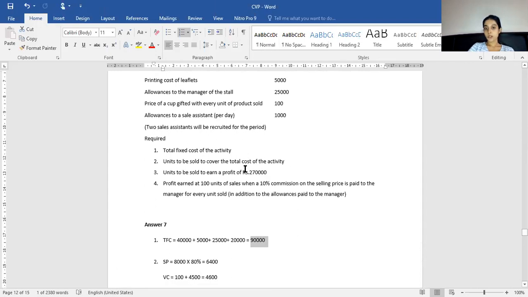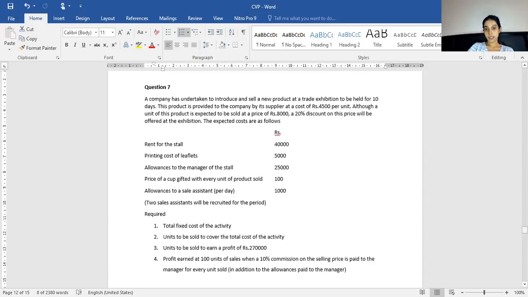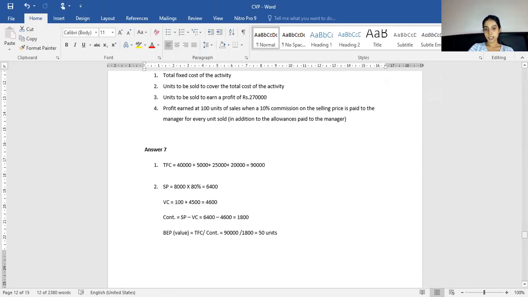Then the units to be sold to cover the total cost of the activity. So now we have the total fixed cost, and we need to identify the selling price. We have to get the net selling price: 8,000 minus 20% of discount, 6,400. And what is the variable cost of this activity? The company buys its supply at a cost of 4,500 per unit. So per unit, the cost charged by the supplier is 4,500, plus this price of a cup gifted with every unit of product sold, 100. So this 4,500 plus 100 will be the variable cost of this activity, 4,600.